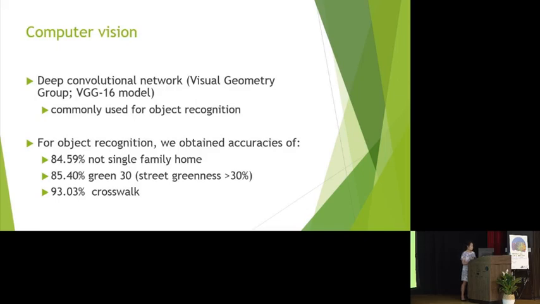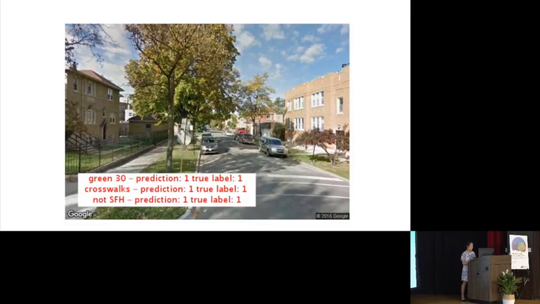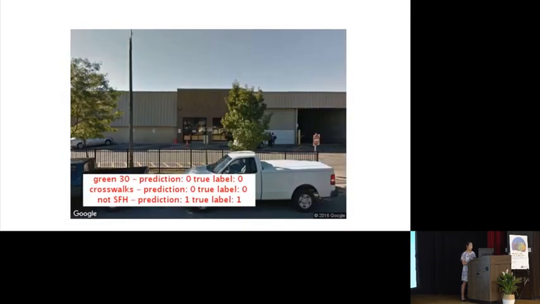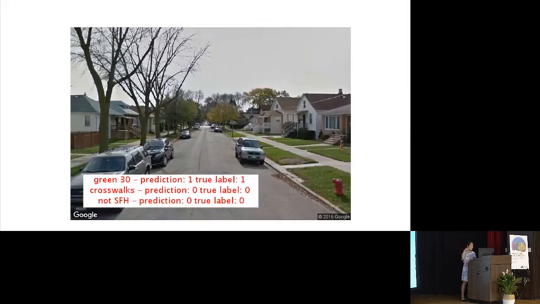And this is another example. Here green 30 is 0 because there's less vegetation, there's no crosswalk, and you see that this is not a single family community. And this is a single family community and it's very green.